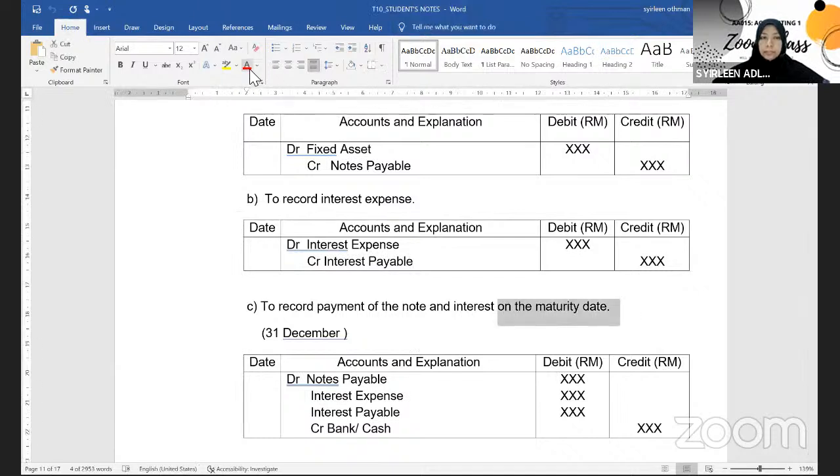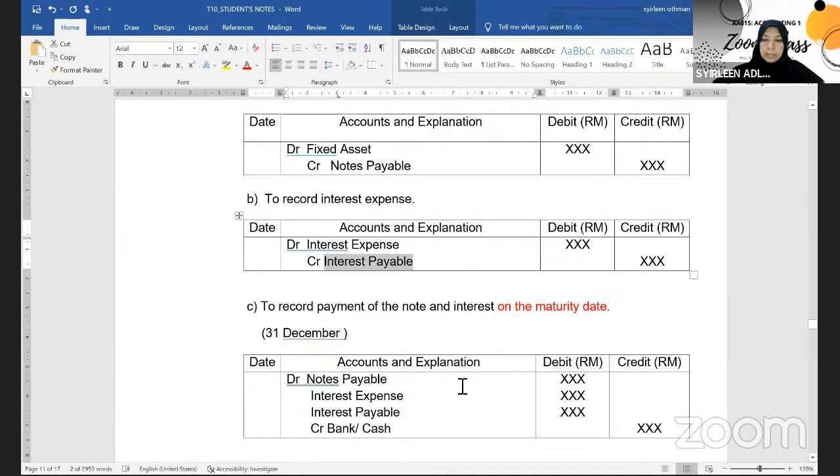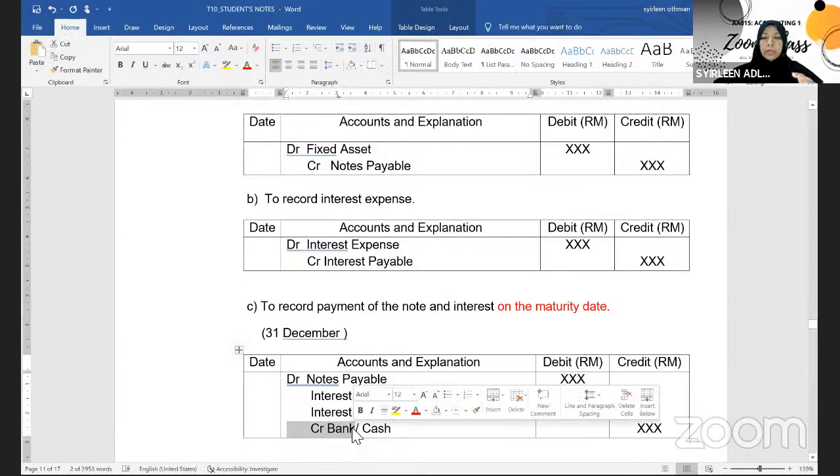So you still need to calculate the maturity date for the notes payable. The notes payable will be paid together with the interest payable that you already recognized earlier and any remaining interest expense. Normally for this kind of amount, kita akan guna check untuk buat bayaran. So normally we are going to credit our bank accounts.